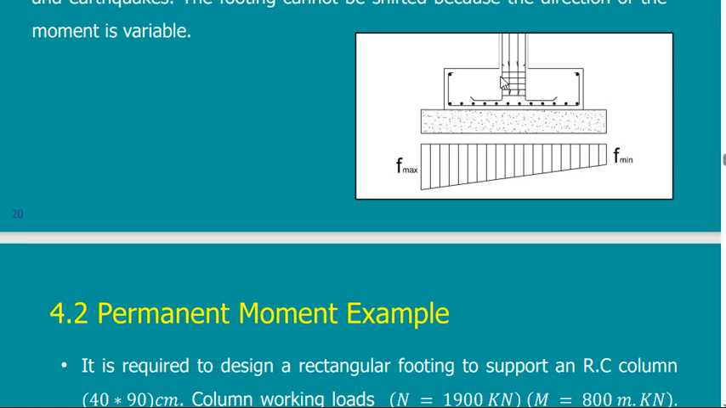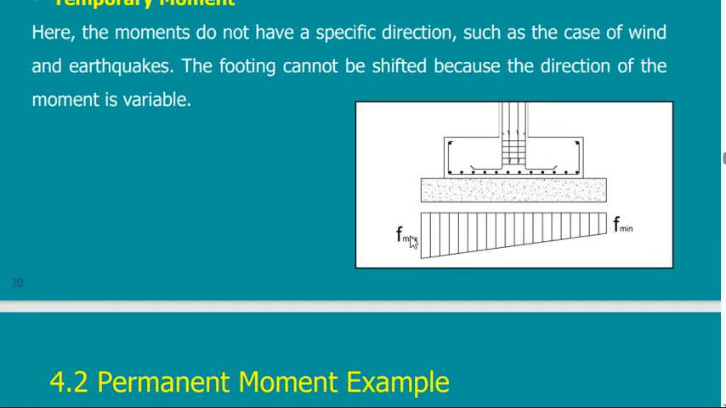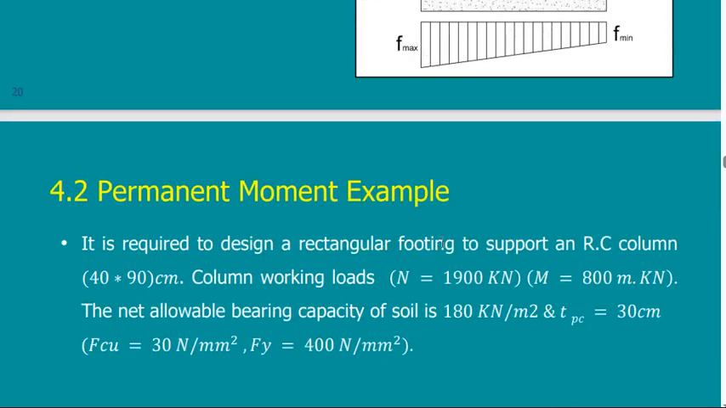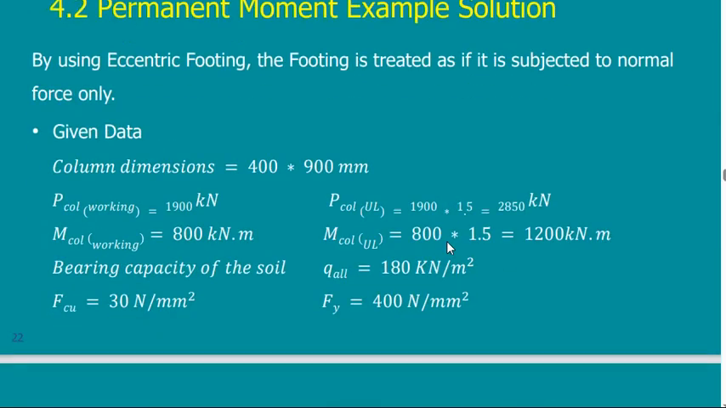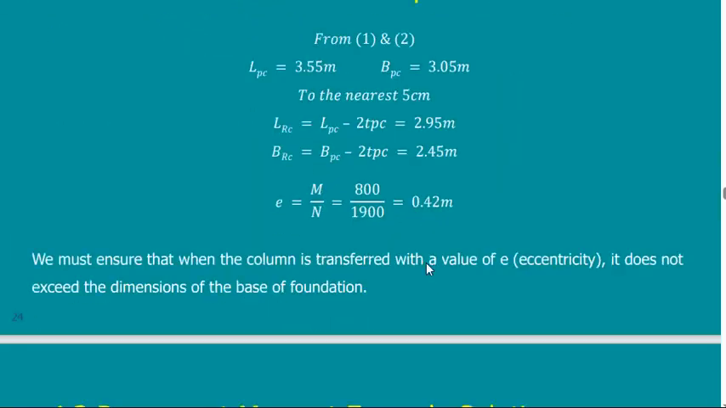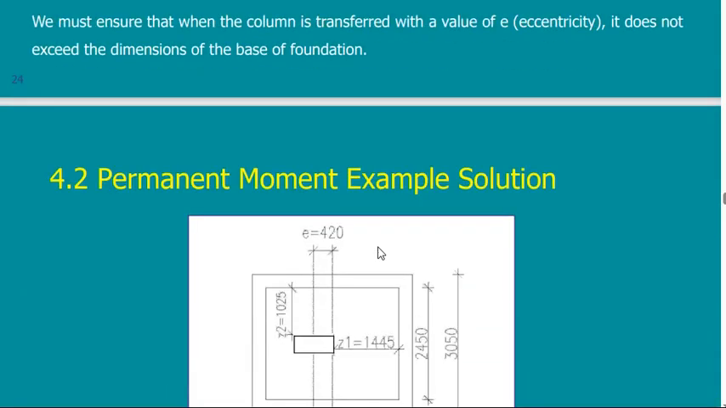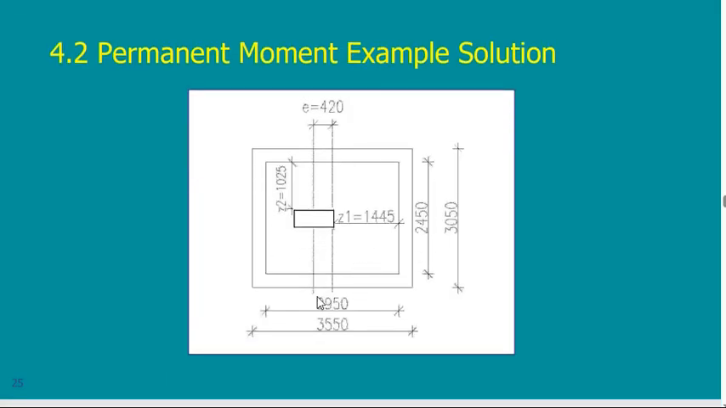What will happen if I have a moment? Instead of having a distributed constant load, it will be variable, from F minimum on one side to F maximum on the other side. This is just for your understanding of what we are doing. This is the shape of the footing after the shift.